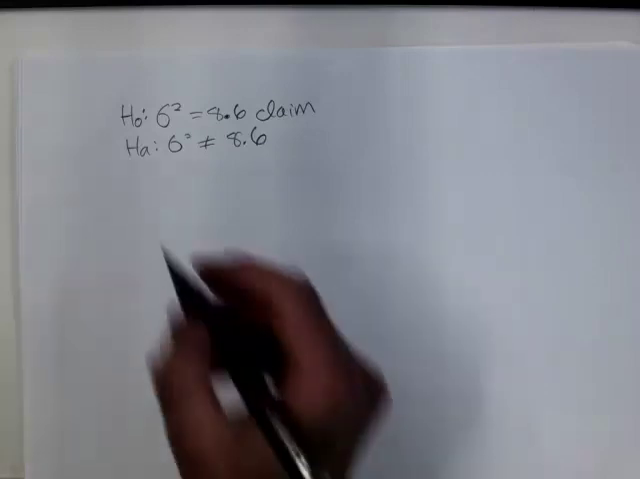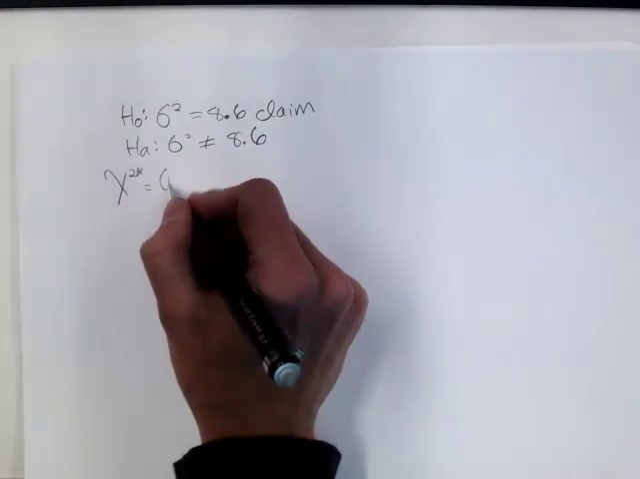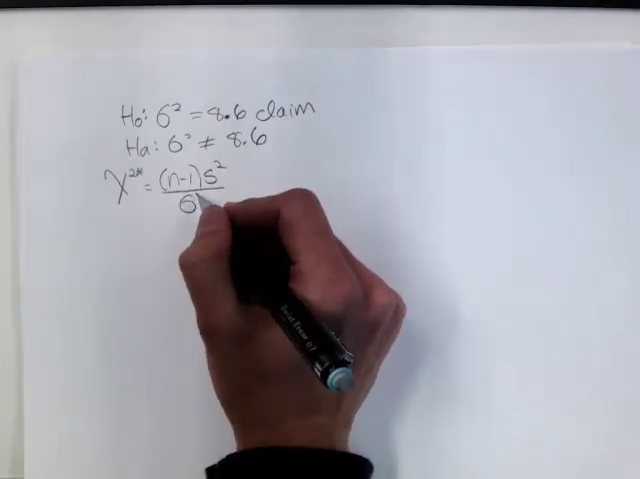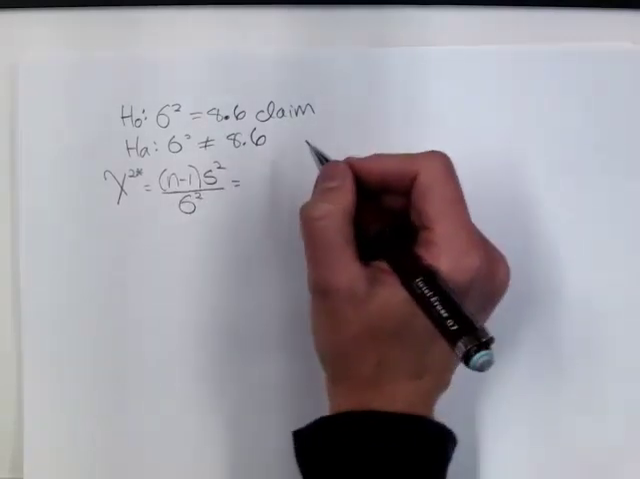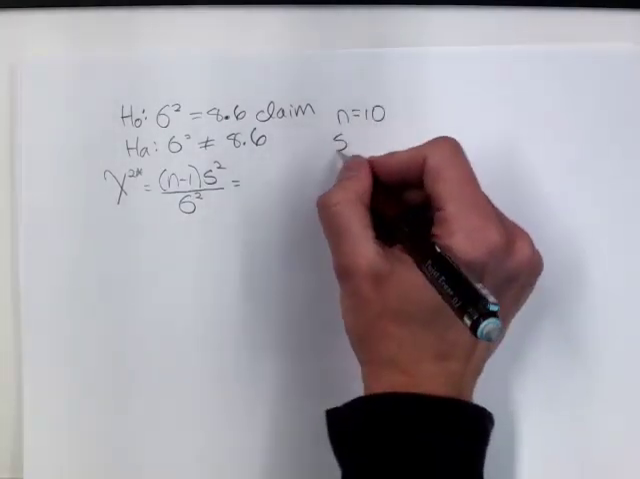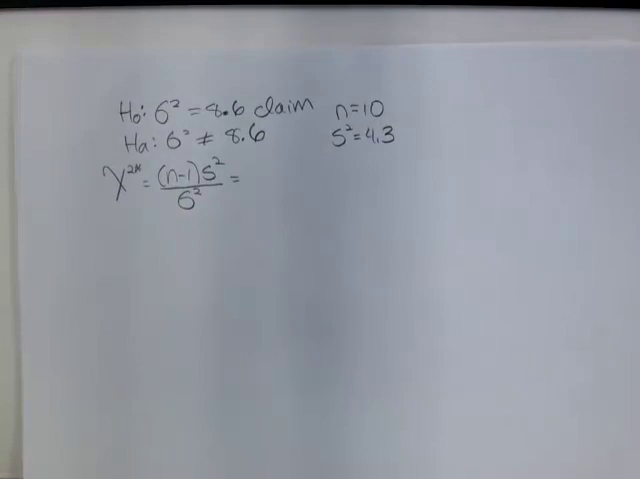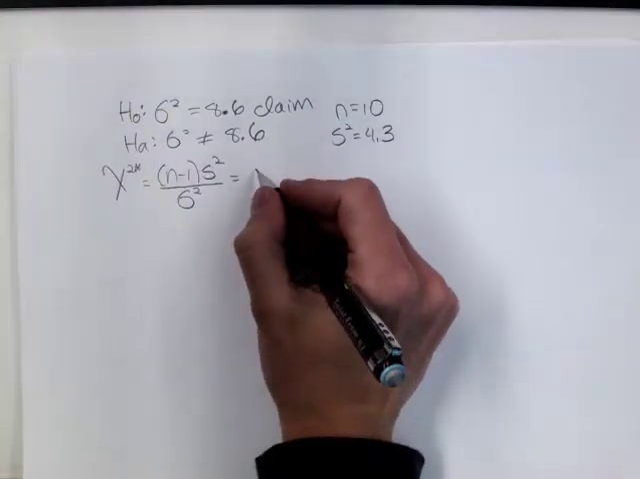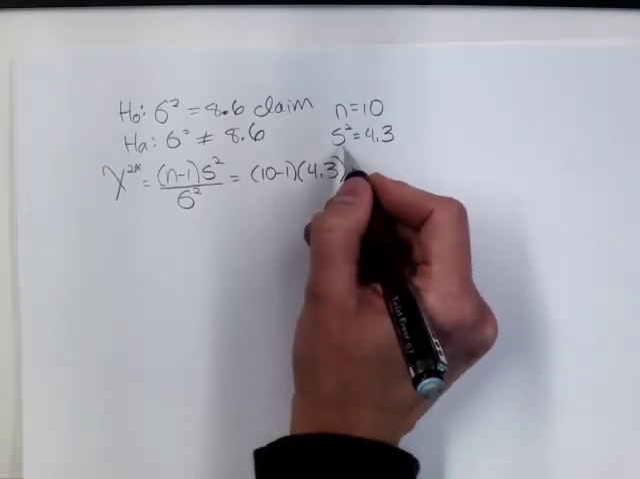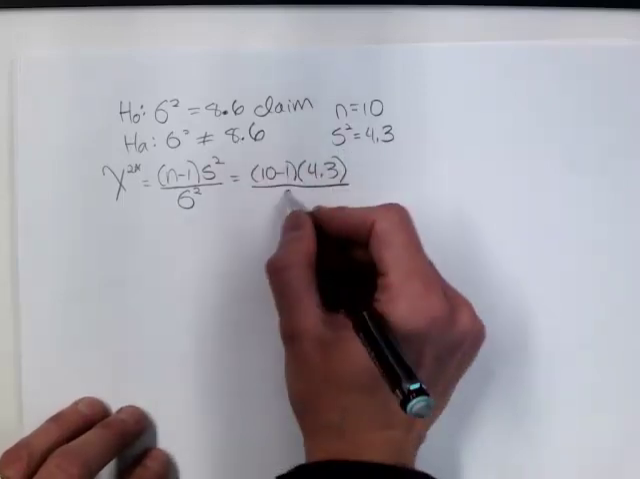Okay, so let's go ahead and find the test statistic. The formula is n minus 1 times the sample variance, and that product is divided by the claimed variance. In the problem, we're given that n is equal to 10, and the sample variance is 4.3. So far, so good? We can just plug and chug here. So we have 10 minus 1 times 4.3. Because it's already given in terms of the sample variance, I don't want to square that again. And I want to divide that by the claimed variance.